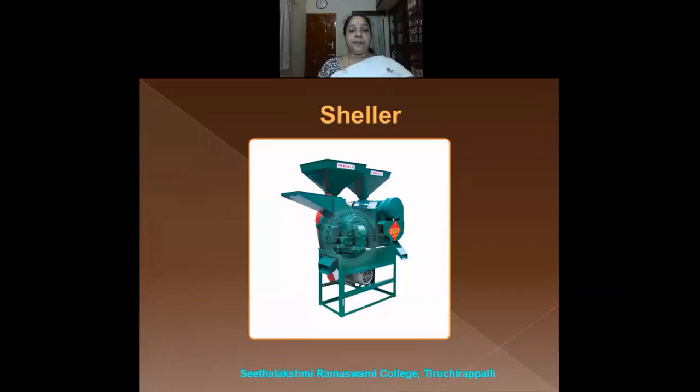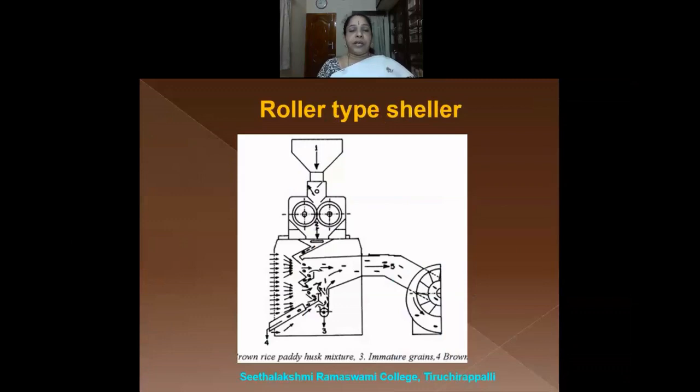So here you can see the sheller. You can see the revolving rollers. The grain that you add will come here, and when the grain comes here, this roller will rotate and this roller also will rotate, and when it comes in between here, because of the force applied by these two rollers, the outer portion or the husk will be removed. So it will come here, and you can see that the rice is removed separately and the husk is removed separately.